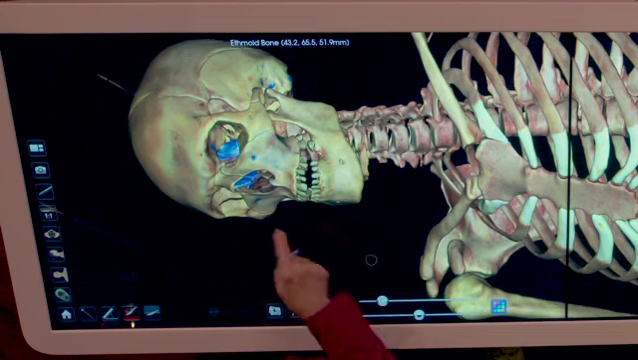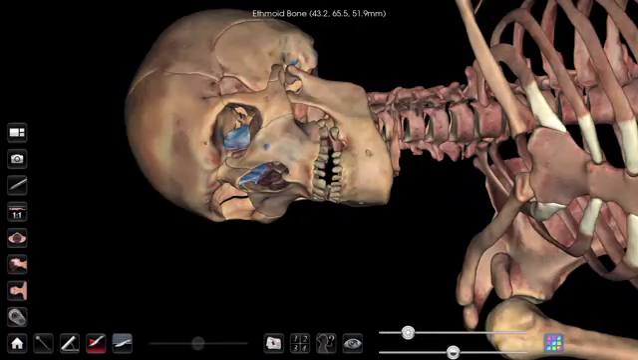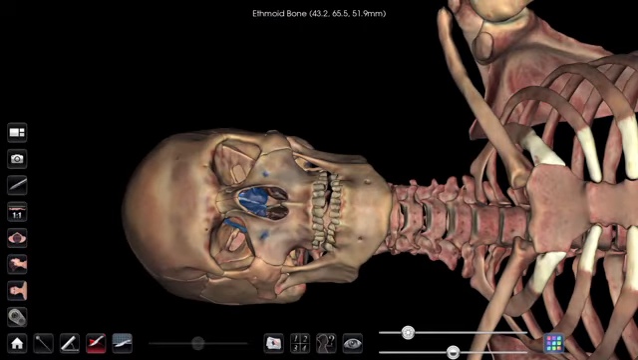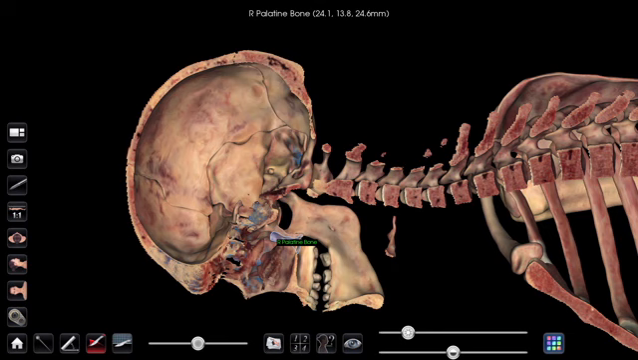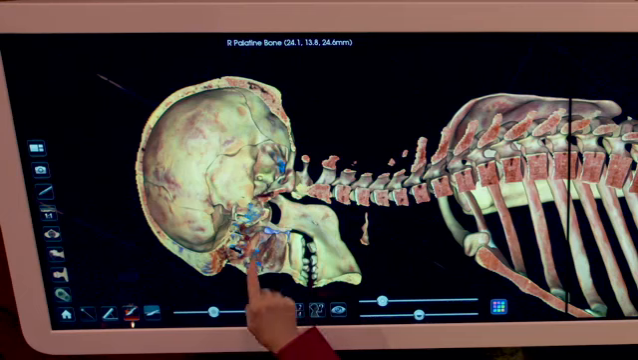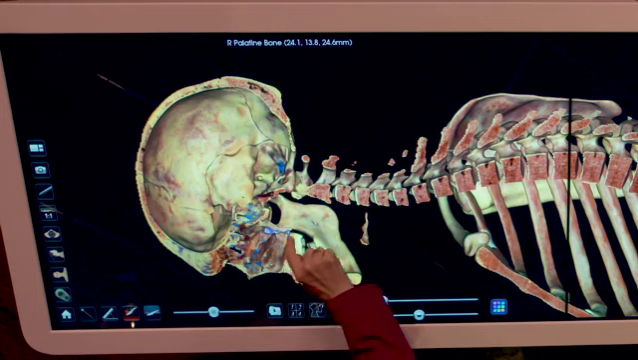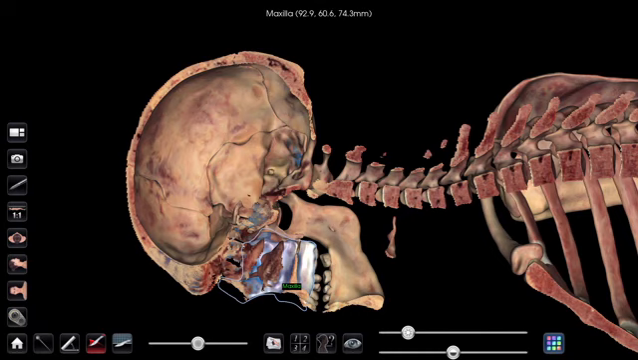And we can see that in the eye orbit, the ethmoid bone can be seen as well, but it is a bone of the brain case, not of the facial region. And here we see the palatine bone. The palatine bones are hard to find in a full skull, but they make up a small portion of the lateral nasal wall most posteriorly and a small portion of the posterior palate. The more anterior part of the palate is made up by the maxillary bones.